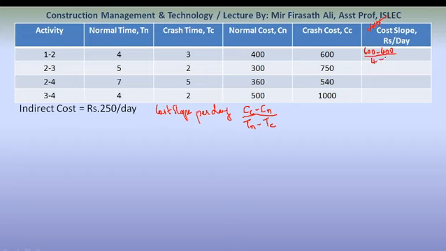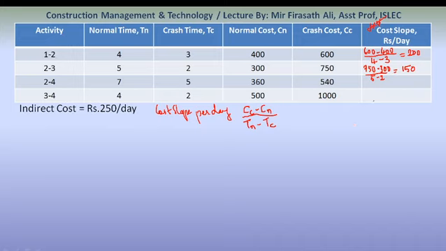4 days minus crash time of 3 days. So (600 minus 400) divided by (4 minus 3), the value will be 200. Next, for activity 2 to 3, similarly (750 minus 300) divided by (5 minus 2), the value will be 150.